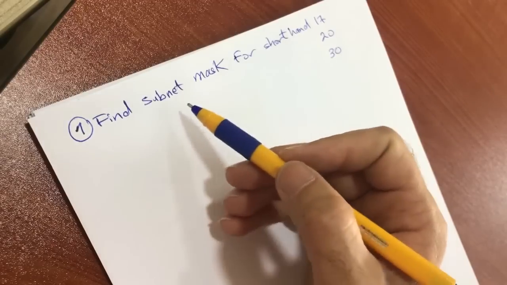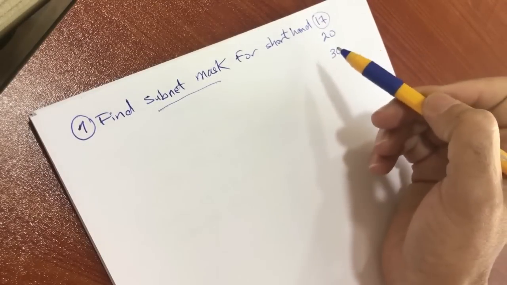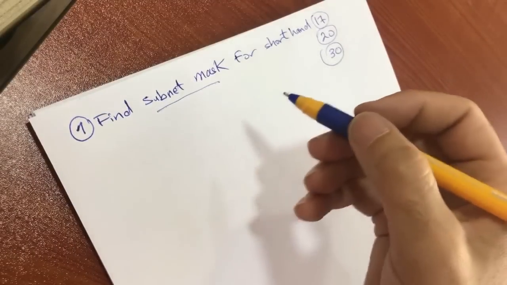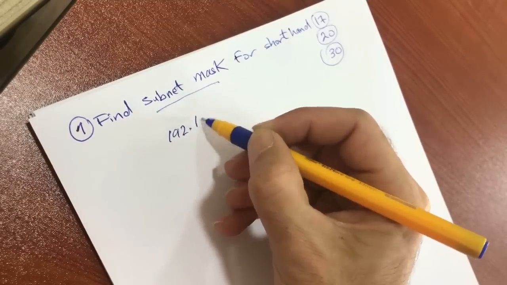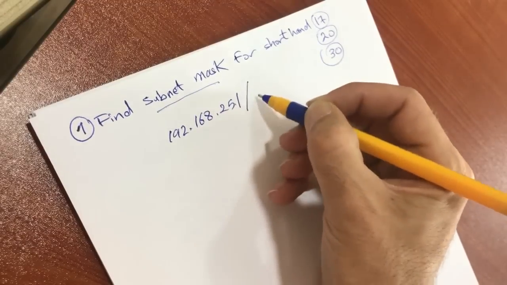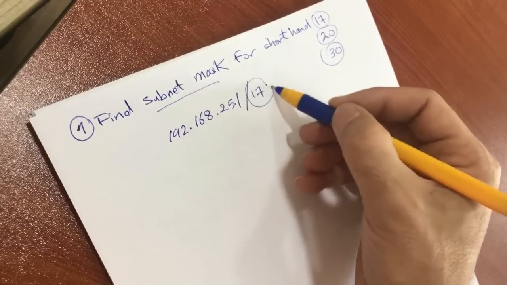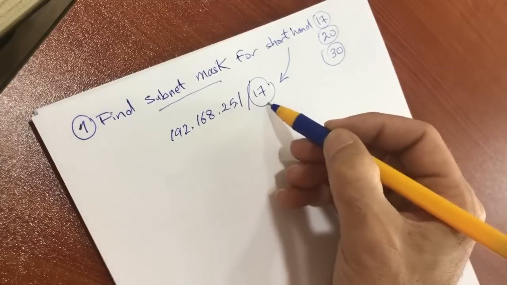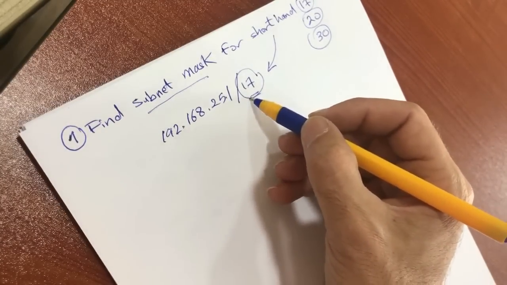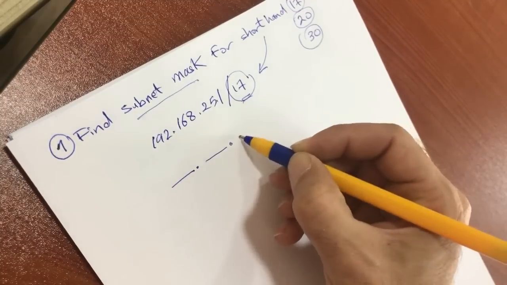When it asks you to find the subnet mask for a shorthand, for example 17, or sometimes 20 or 30, and sometimes the question will be written like this, there is no difference. All your work will be on that CIDR or shorthand. As I told you, this is the easiest question. All you have to do, as you know, is that a subnet mask consists of 4 octets.